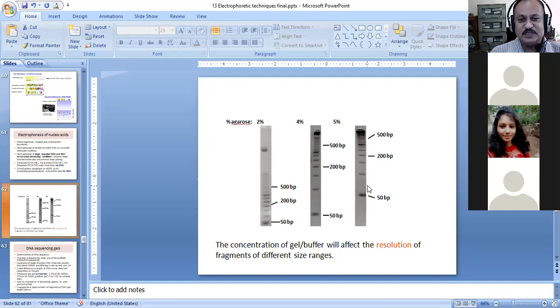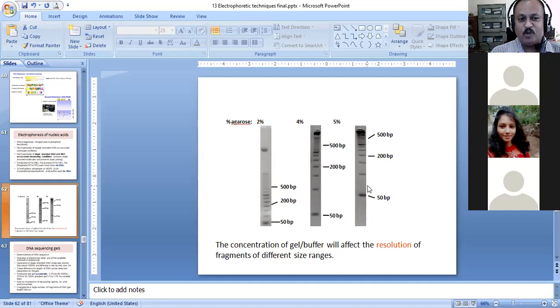2% is a low concentration gel. So what will happen to the pore size? The porosity will be more, sir. Porosity increases, sir. Pore size increases, sir. There is a little bit of confusion.